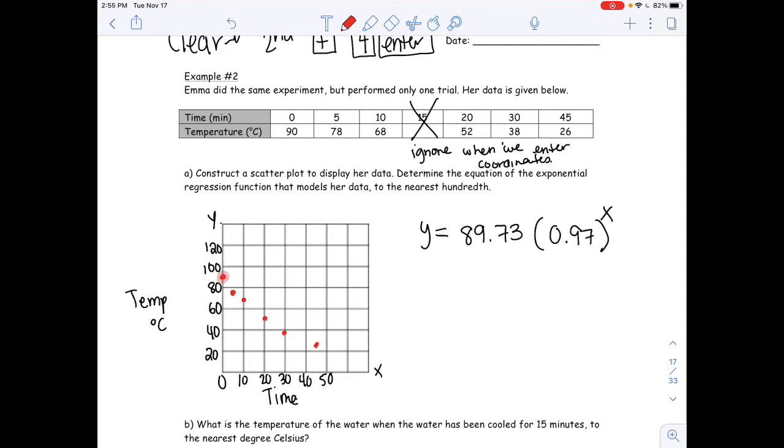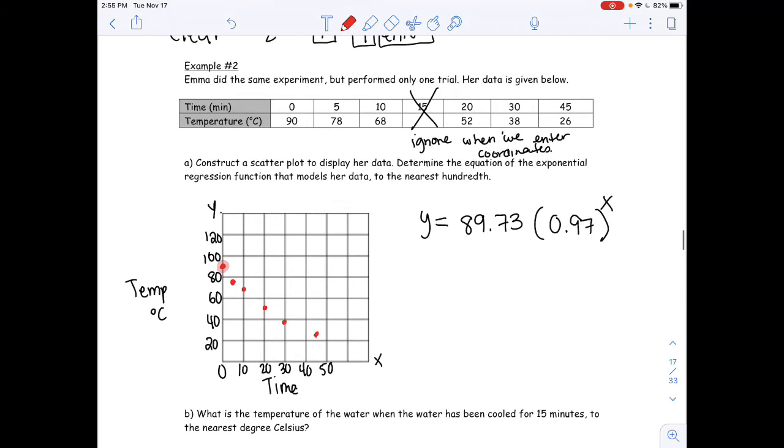Okay, so you do not have to connect them. It's just a scatter plot where there's just points on a grid. So that's all they wanted you to do for question A. Okay, so get the equation and also create the scatter plot. Once you have your equation, go back to your calculator.